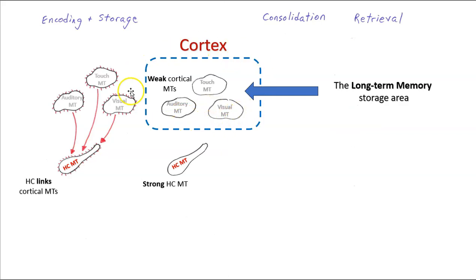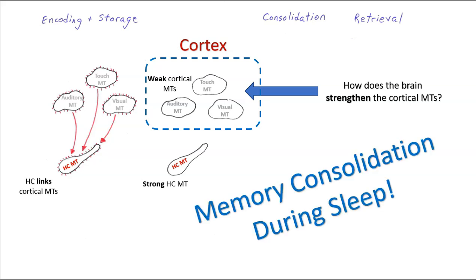But here we have a little bit of a problem, right? After all, it is the cortex that is our long-term memory storage area. And scientists think after one learning event, we have relatively weak memory traces here. Well, that's not going to be good enough, right? The brain has to have some way of strengthening these cortical memory traces. So how does the brain strengthen those cortical memory traces? Recently, interestingly, there's a very important process discovered that happens during sleep. We'll call it memory consolidation.